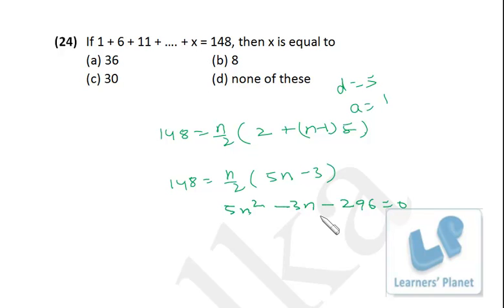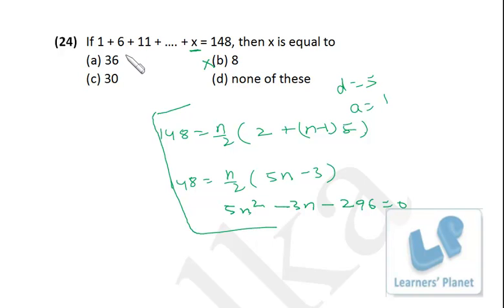So what you can do is you can just get an idea from the options, right? Now how do we get that idea? Since this is an arithmetic progression and it is an incremental series, that is 1, 6, 11 and so on, right? And we have to find out the value of x. Now x cannot be 8 because 8 is less than 11 and the series is incremental. Now x can be 36, 30 or none of these. Now we have to go for cross verification.